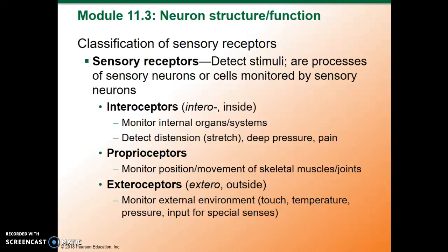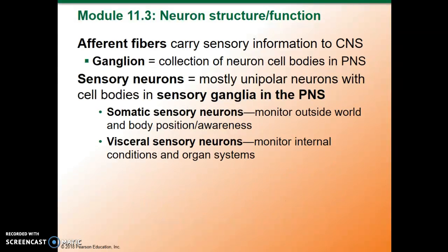Proprioceptors monitor position and movements of our skeletal muscles and joints, and exteroceptors monitor the outside world. Afferent fibers carry sensory information to the central nervous system. And the cell bodies are grouped together in the peripheral nervous system, and this grouping is called a ganglion. Sensory neurons are mostly unipolar neurons with cell bodies in sensory ganglia in the peripheral nervous system.